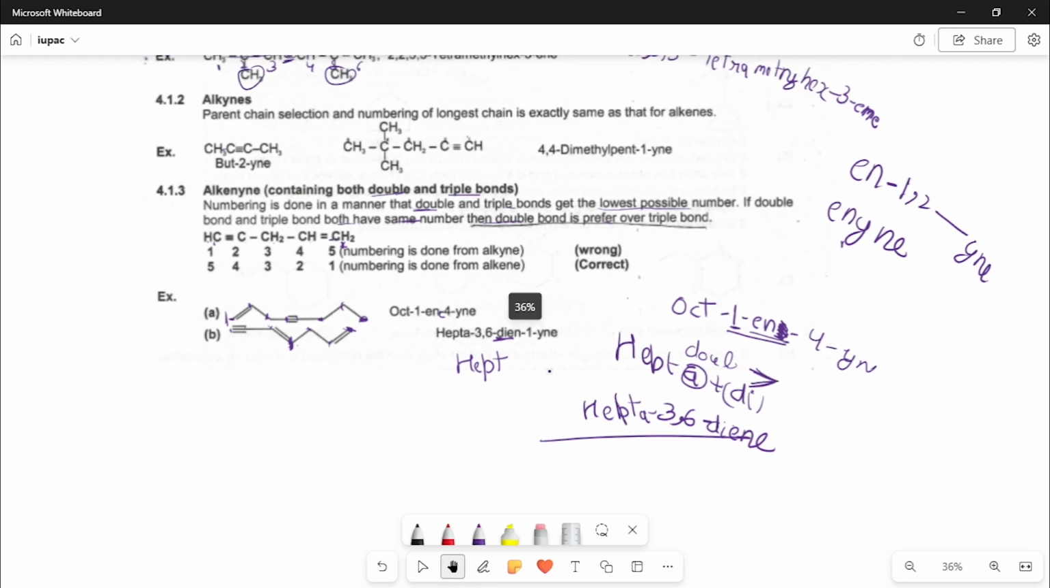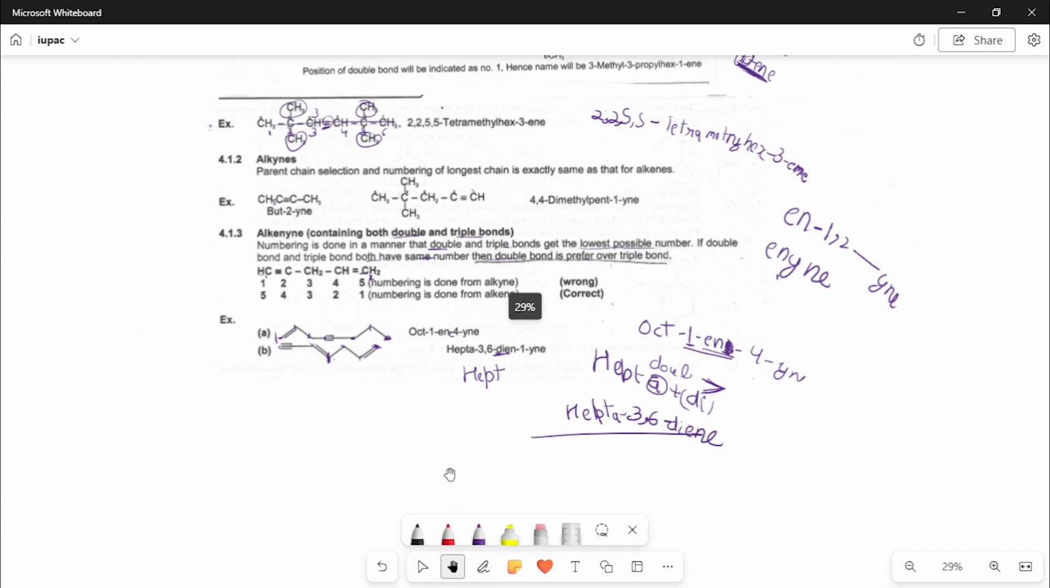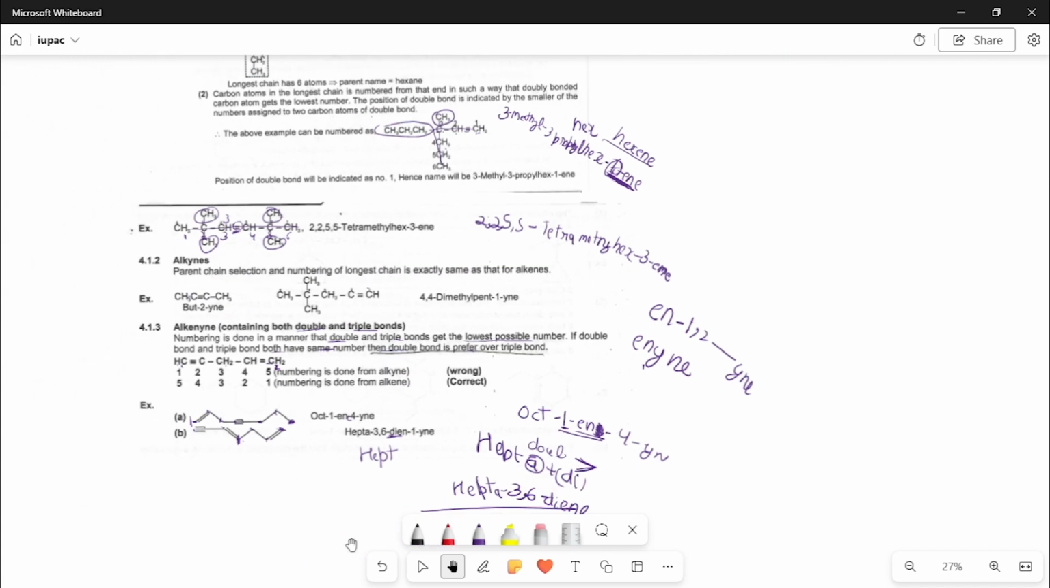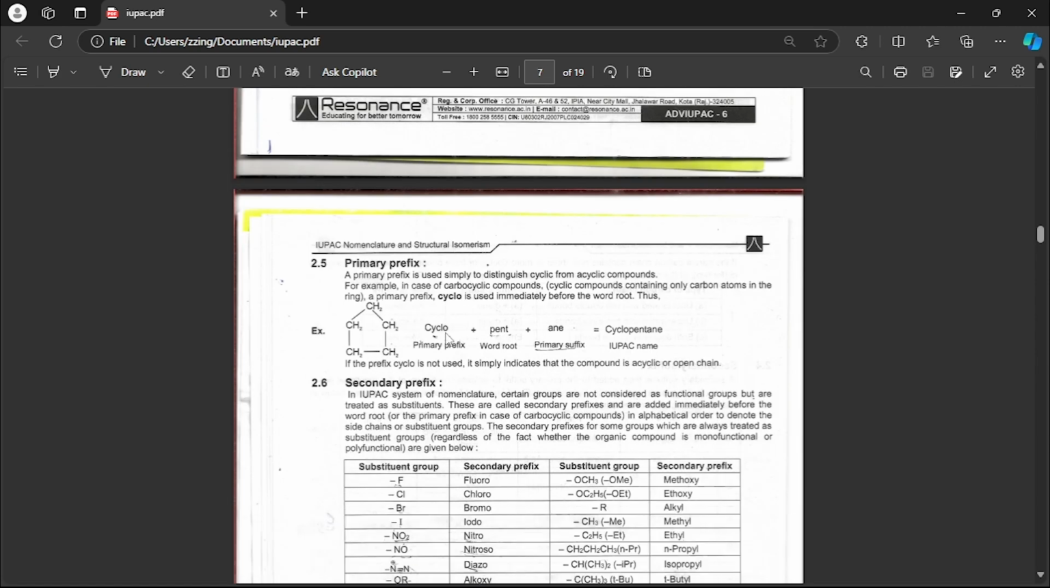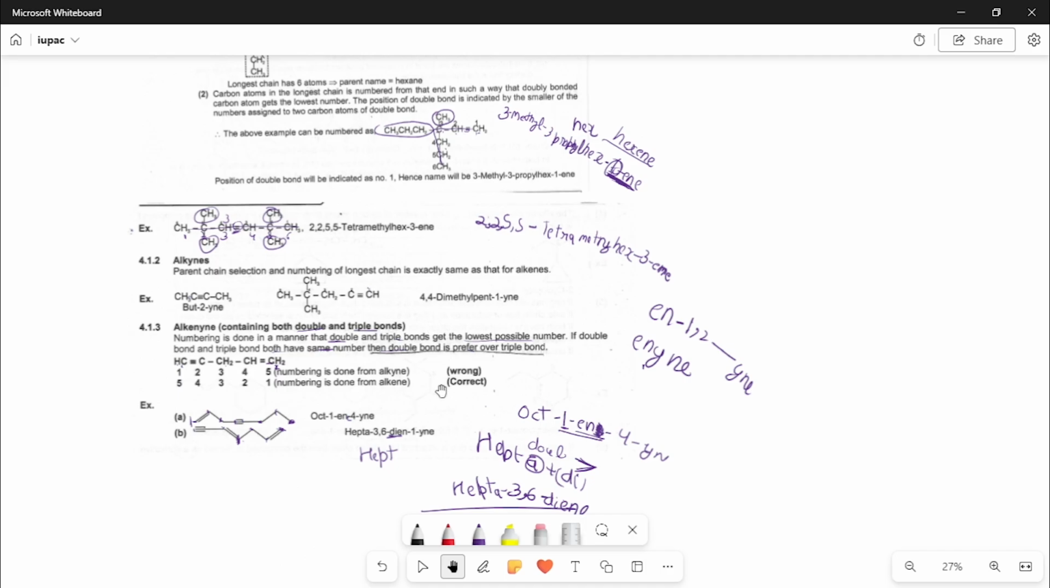Okay, so I guess that's it for this lecture, and in the next lecture we're going to be learning about IUPAC nomenclature of cyclic compounds, also known as cyclo compounds, the ones in which we are going to be using the primary prefix. Wait, let me show you again. Primary prefix, this one, cyclo. Okay, so I guess you would like this lecture. Take care.